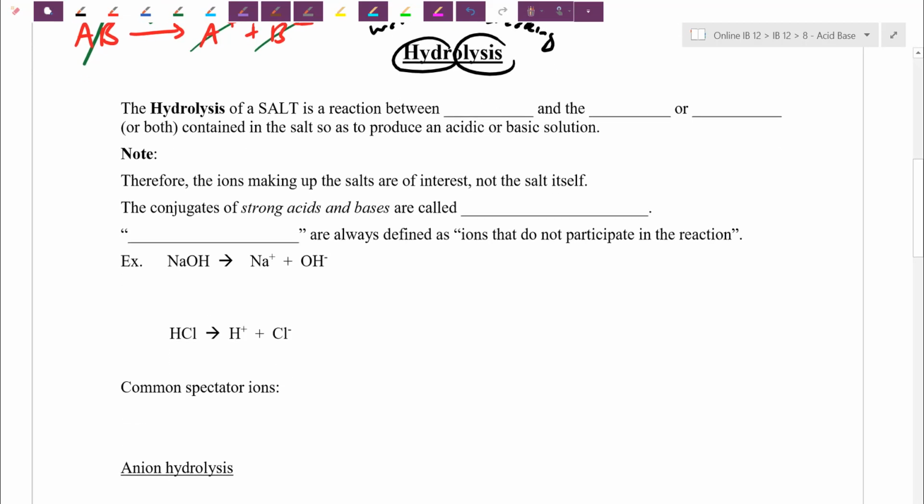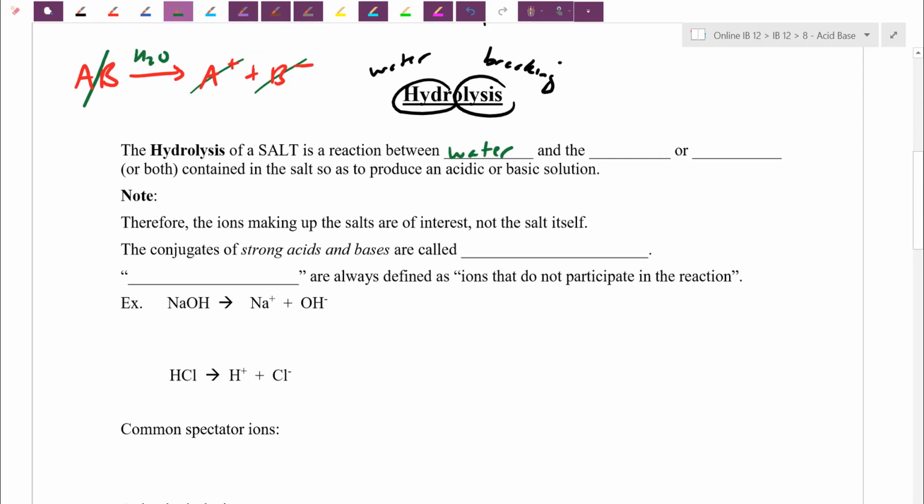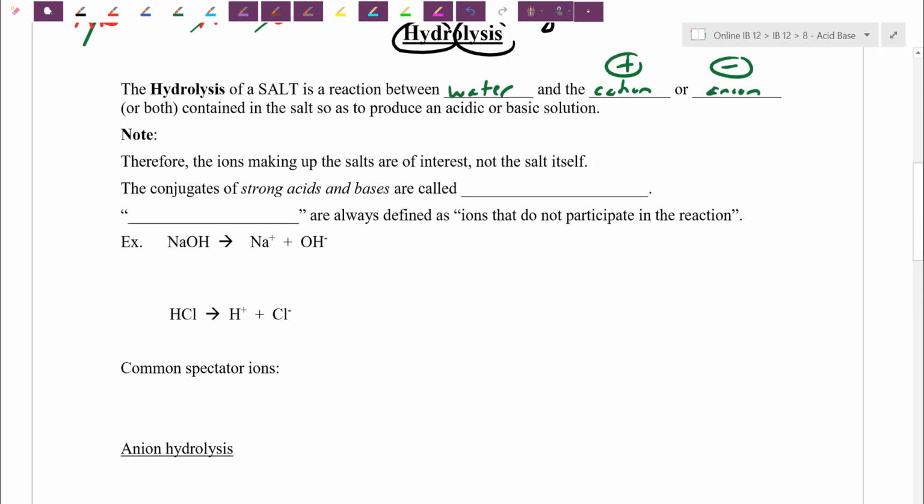The hydrolysis of a salt is a reaction between water and not just the salt, right? Water has already broken up the compound, but it's water and the cation and the anion. Remember, cation is the positive charge, cats are positive, anions are the negative charge, or it could be both, so as to produce an acidic or basic solution. Note, we're actually not considering just the solid itself, we're considering the ions that end up dissociating, breaking off from the solid. It's not the solid itself that we're worried about.